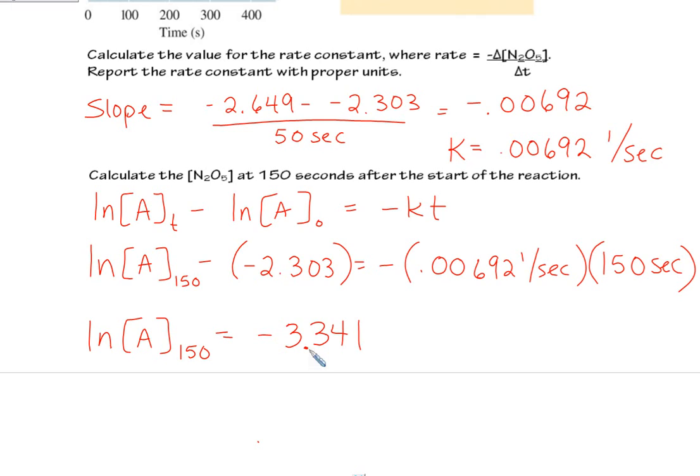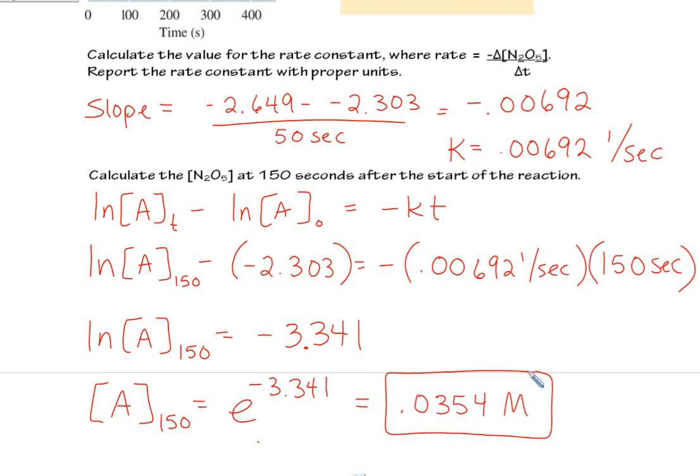Now, if I want to get the concentration of A at 150 seconds, all I got to do is set it up. A at 150 seconds equals, remember this guy, e to the negative 3.341. When was the last time you whipped that out? Now this should come out to be a reasonable number: 0.0354.